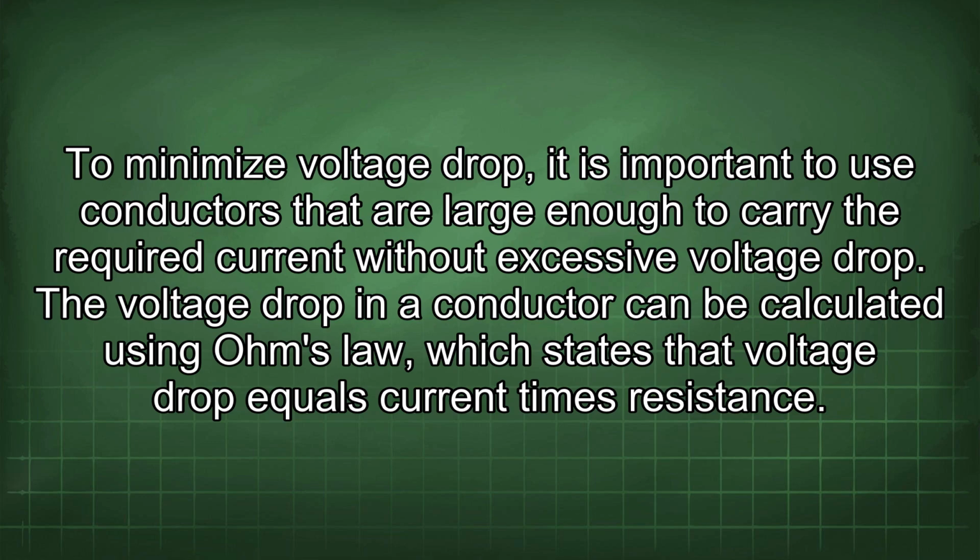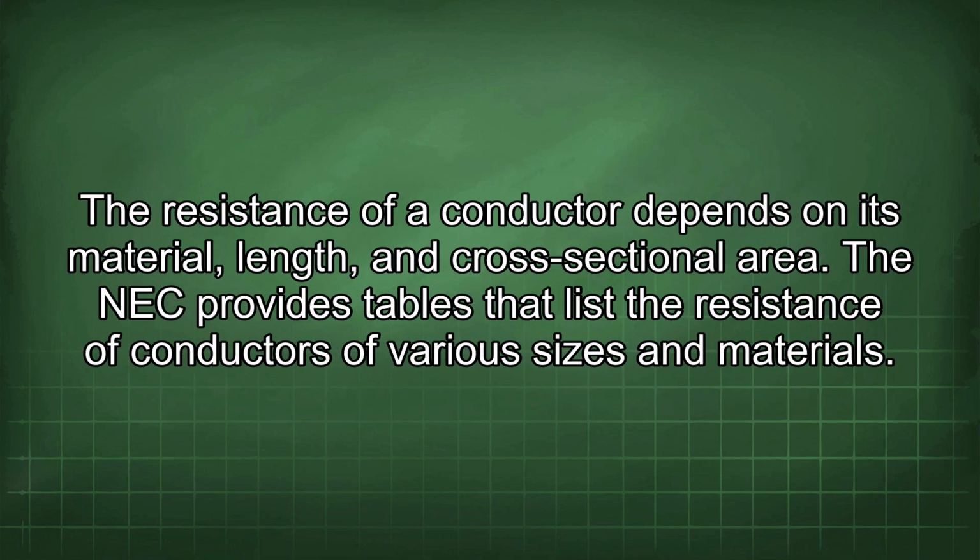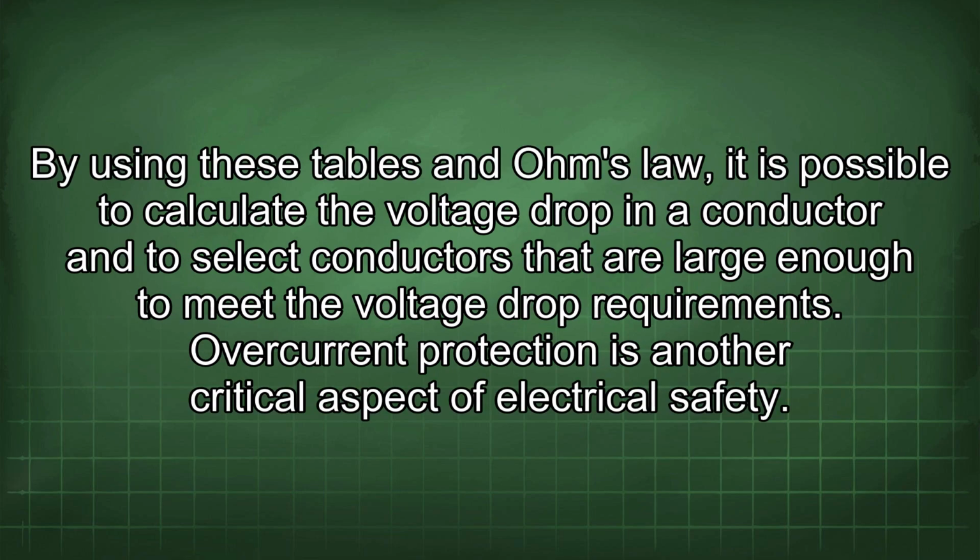The voltage drop in a conductor can be calculated using Ohm's law, which states that voltage drop equals current times resistance. The resistance of a conductor depends on its material, length, and cross-sectional area. The NEC provides tables that list the resistance of conductors of various sizes and materials. By using these tables and Ohm's law, it is possible to calculate the voltage drop in a conductor and to select conductors that are large enough to meet the voltage drop requirements.